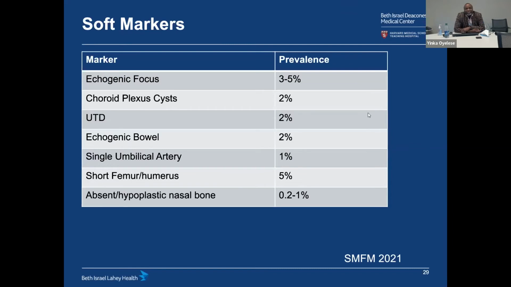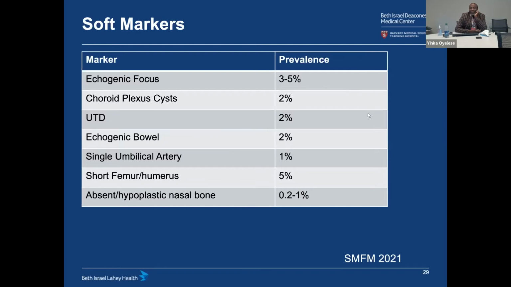So this gives some idea of the prevalence of some of these soft markers. Echogenic focus, 3 to 5% of fetuses. If you're Asian, 30%, 1 out of 3. Choroid plexuses, 2%. Urinary tract dilation, what we call pyelectasis, 2%. Echogenic bowel, 2%. Single umbilical artery, 1%. Short femur and humerus is taken as the 5th percentile, therefore 5%. Absent nasal bone or hypoplastic nasal bone, about 0.2 to 1%.